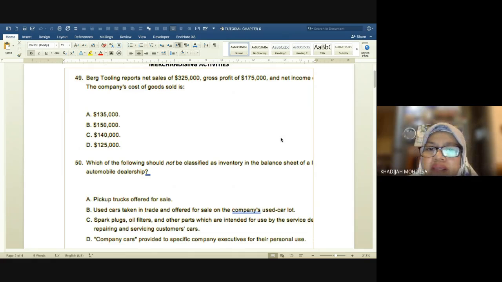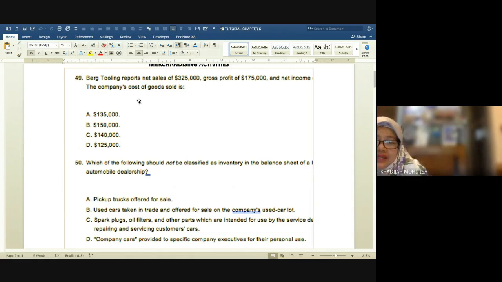So what would be your cost of goods sold? 325 minus 175, so it should be 150. You just use the formula: net sales minus COGS equals gross profit. Now you don't have the COGS, so you take net sales minus gross profit and you should get your COGS. The answer should be 150,000.